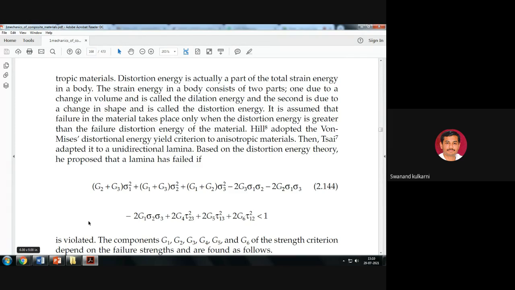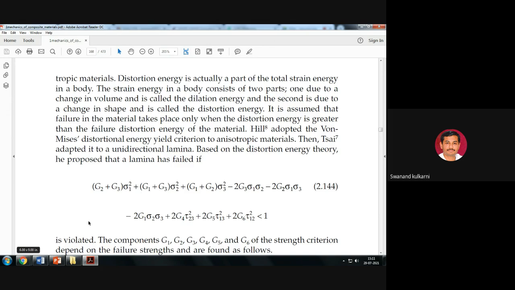So you can see here that G1 is the shear modulus in direction 1, G2 is the shear modulus in direction 2, G3 is the shear modulus in direction 3, sigma 1 is the stress in direction 1, and sigma 2 is the stress in direction 2. So this particular theory, the Tsai-Hill failure criterion, is given as (G2 plus G1) into sigma square. Earlier, this sigma square concept was used in the case of strain energy, sigma square V upon 2E. Like this we have used it earlier.